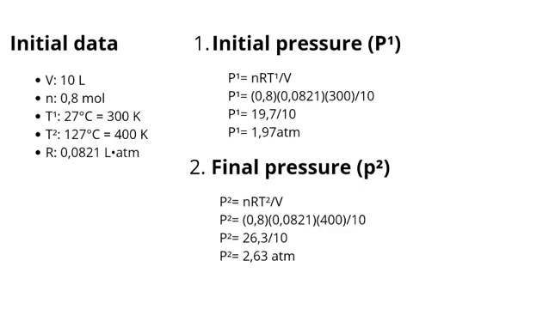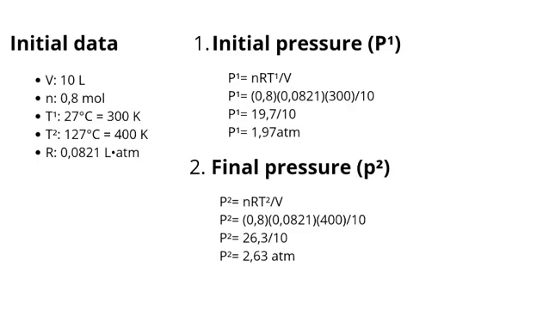So for the initial pressure, we just take the 0.8 moles multiplied by 0.0821 times the 300, divided by 10. And we got that the initial pressure is 1.97 atmospheres.